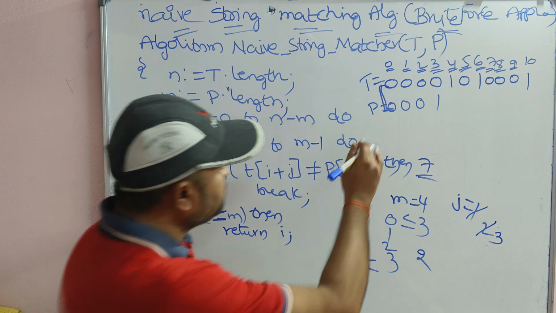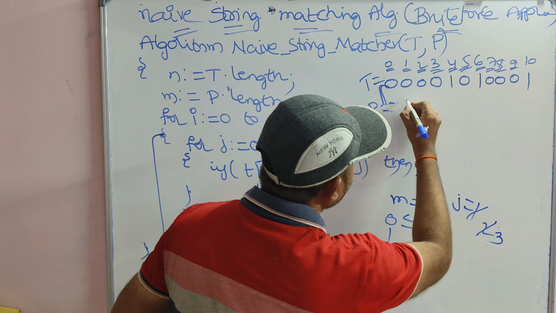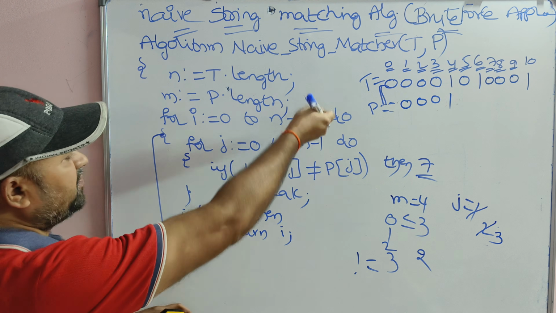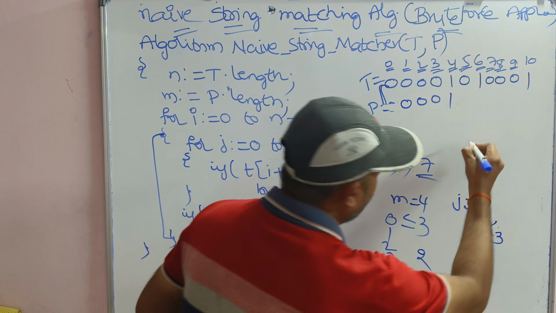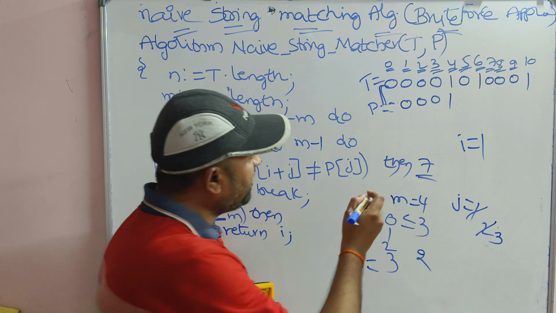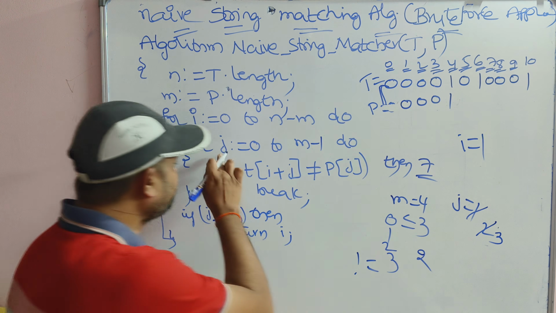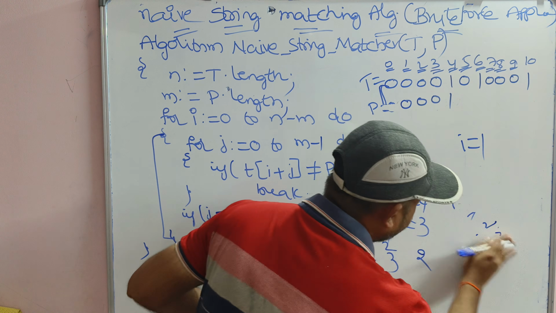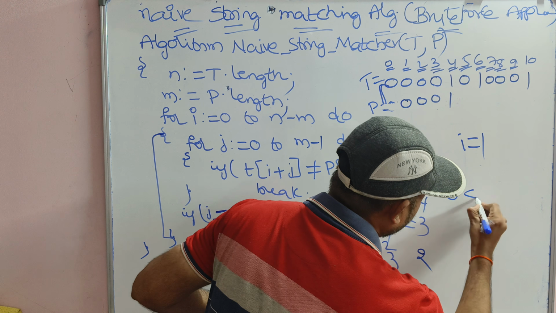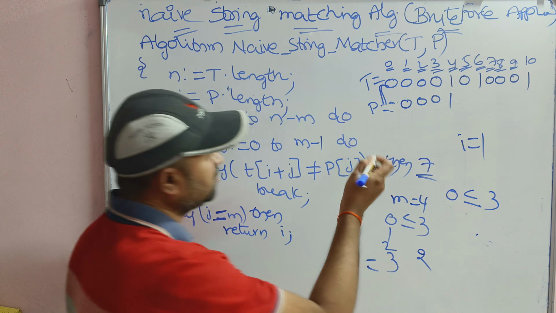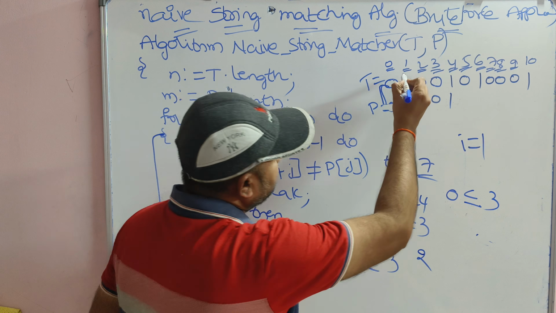So now what will happen? This pattern will be shifted one position to the right. So once again, i plus plus. In this shift, i value is 1. What is the initial value of j? The initial value of j is 0 only. So initially j contains 0. 0 less than or equal to 3. Yes, condition is true.